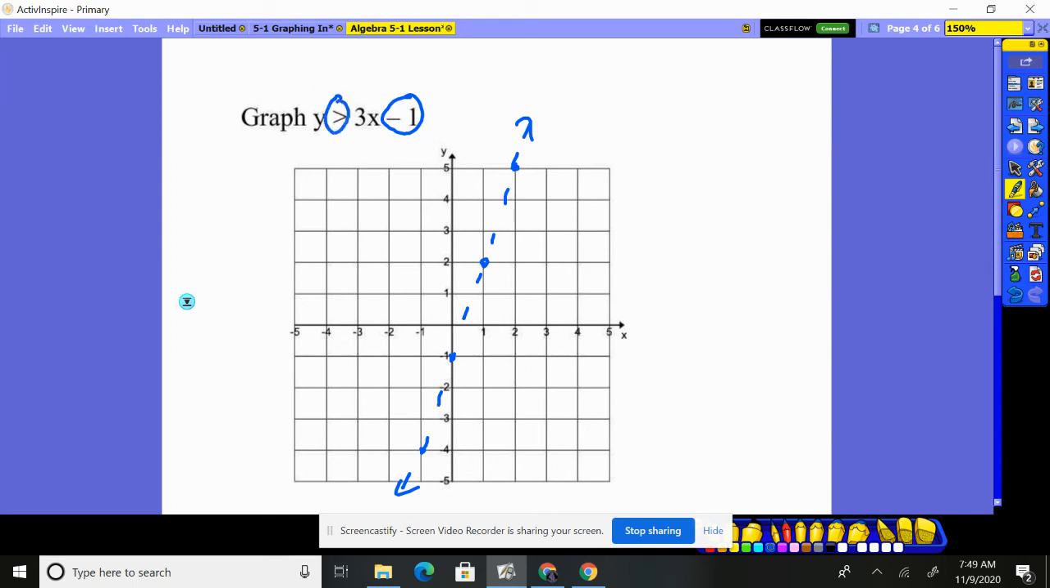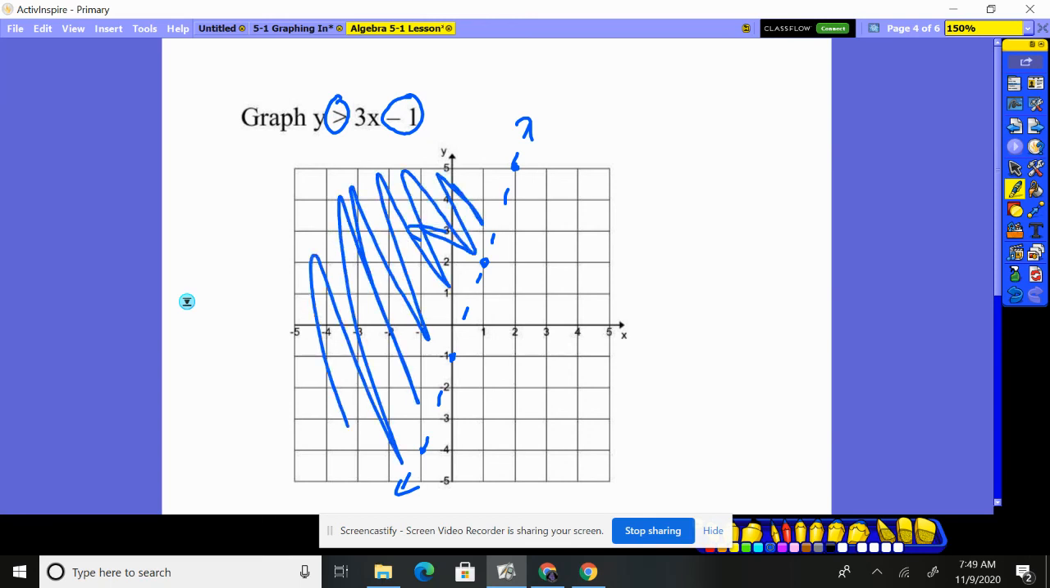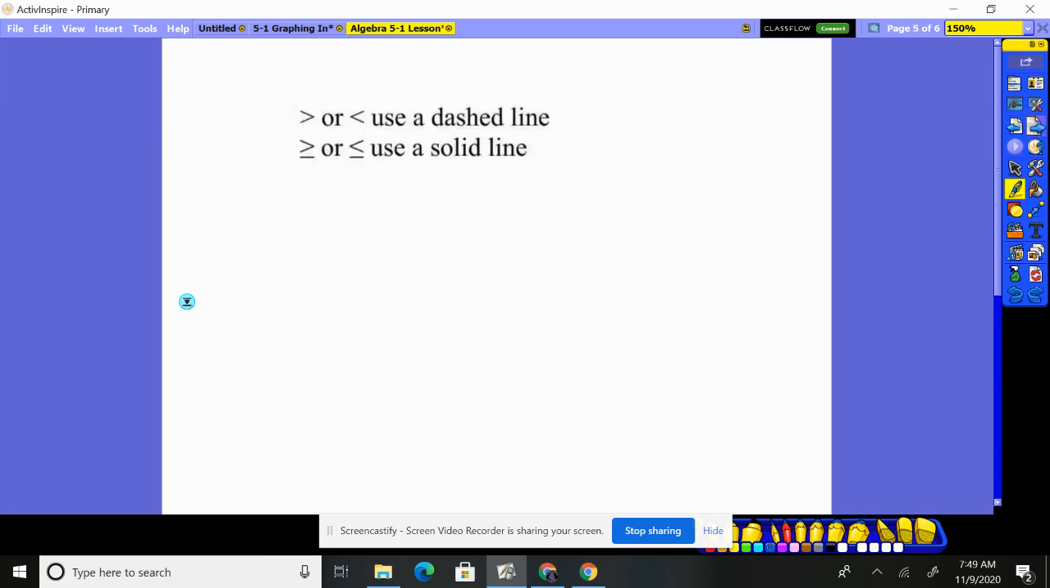Now, it says greater than, so we shade the upper part. Well, if you put your arm here, this is the upper part that way. So all the points on this side are solutions. So what we have is, if it's greater than or less than, you use a dashed line. If it says greater than or equal, or less than or equal, you use a solid line like that. So it's either a solid line if it includes the line as a solution, or a dashed line if it does not include it.